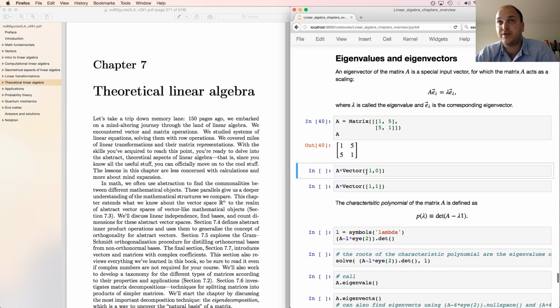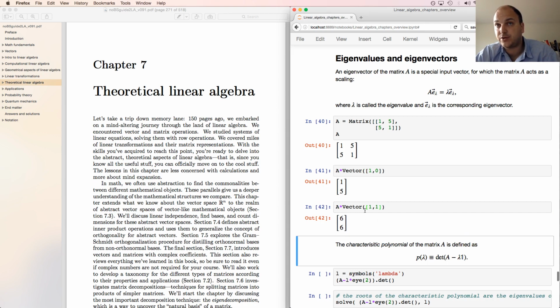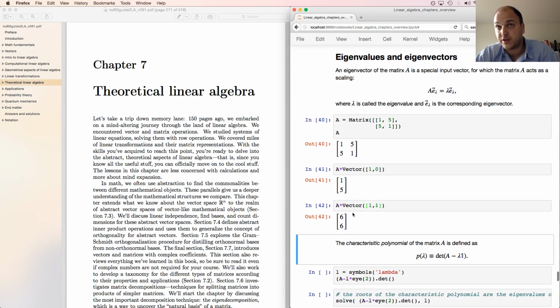So this is some arbitrary matrix. If I multiply it by the vector 1, 0, I get the vector 1, 5. So this is not a multiple of the input. But what if I multiply it by the vector 1, 1? Well, it comes out as 6, 6. So that's 6 times what I input. So what this tells me is two things: one is that 1, 1 is an eigenvector, and that the lambda, the eigenvalue, is 6.